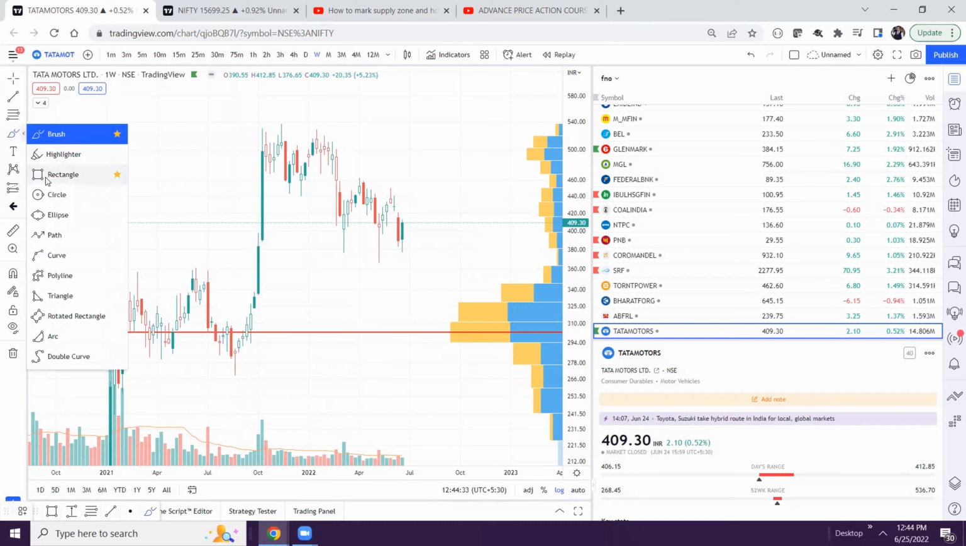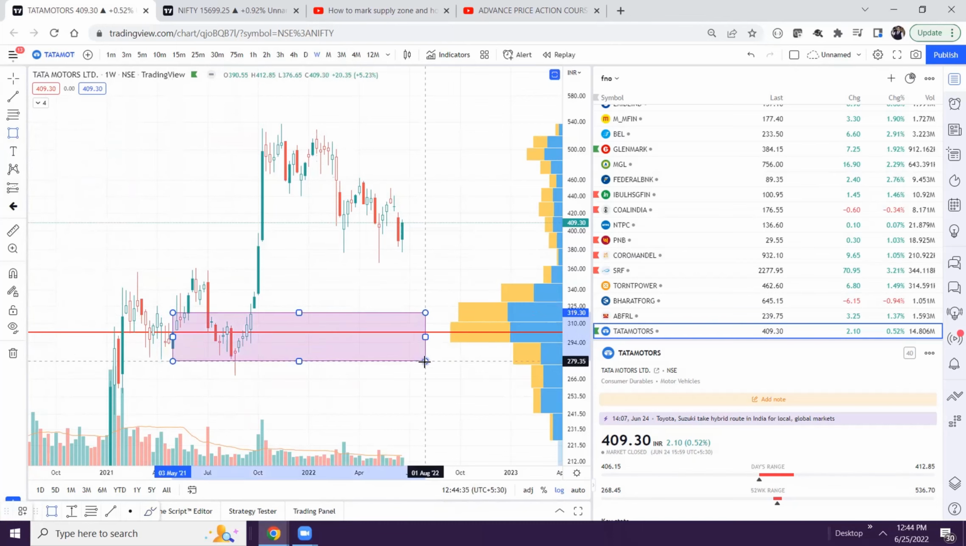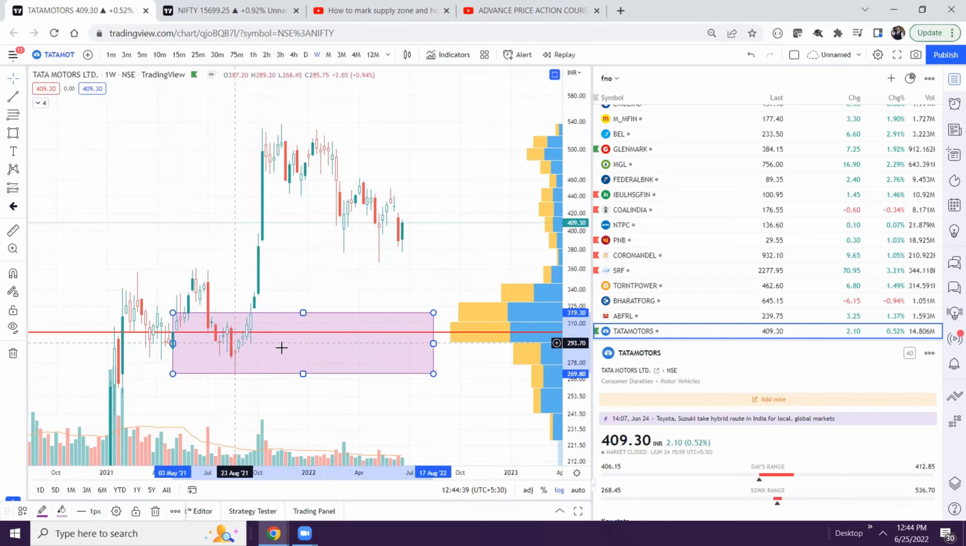Demand zone means there is a lot of concentration. A lot of earlier buying has taken place there. This is a demand zone, right? Yeah, absolutely correct. And you can see this is a fast movement.